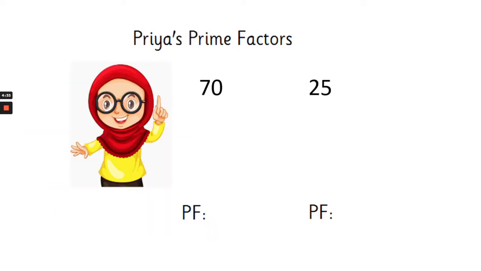All right, moving on. Priya's prime factors. Prime. P-R-I-M-E. My only factors are 1 and me. We're looking for numbers which are prime, numbers which only have a factor 1 and itself. We're also looking for factors, a number which can divide into a number without any remainders. We're looking for prime factors.